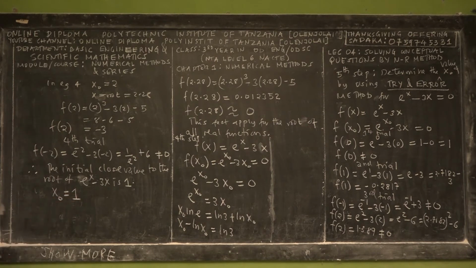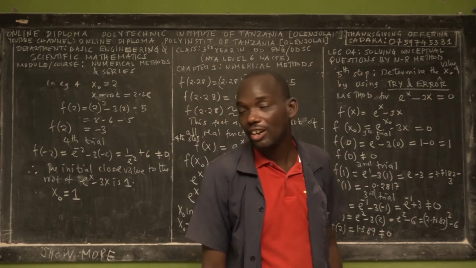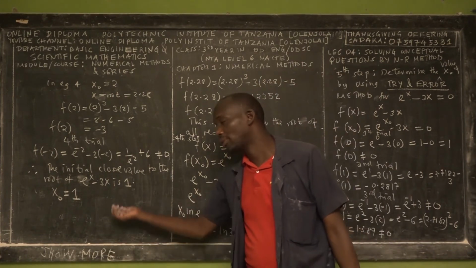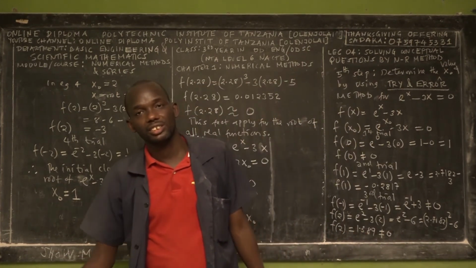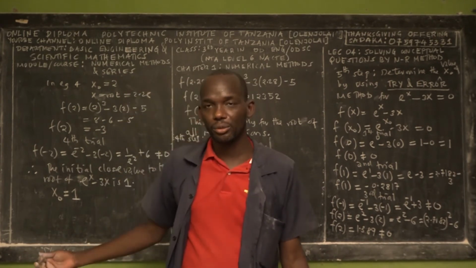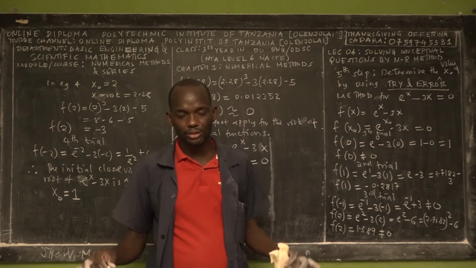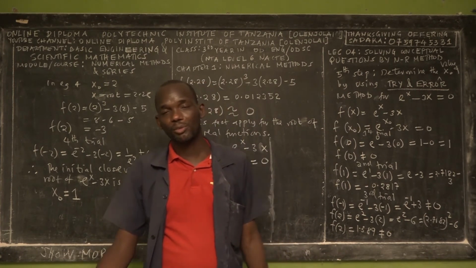Then we've already solved the challenging part. So now, because you have x naught, you may perform the first iteration, and then you perform the second iteration. Then you compare the roots of the function. If they are not equal, you have to perform the next iteration.